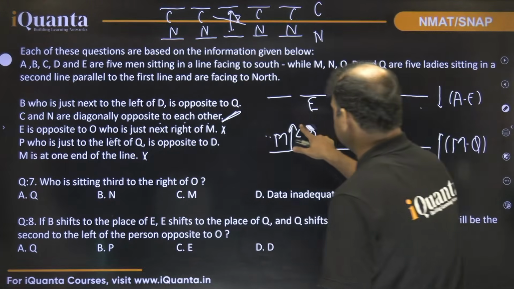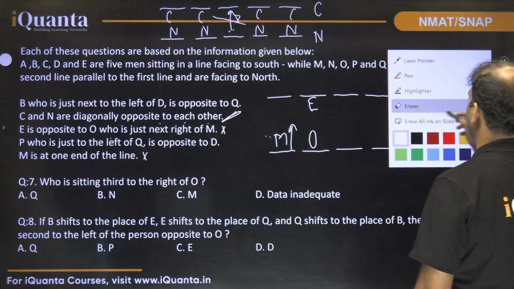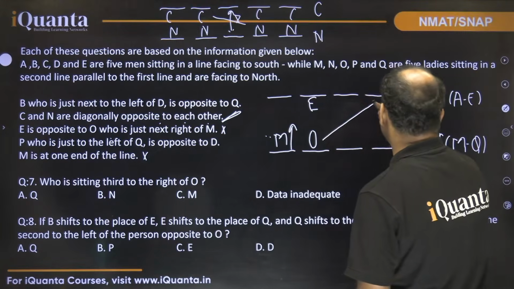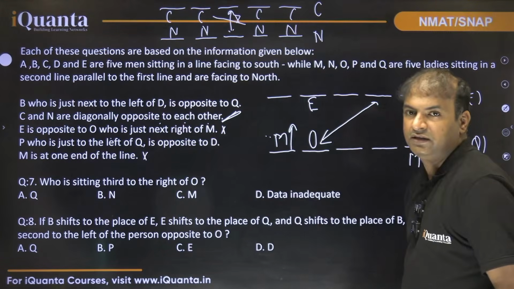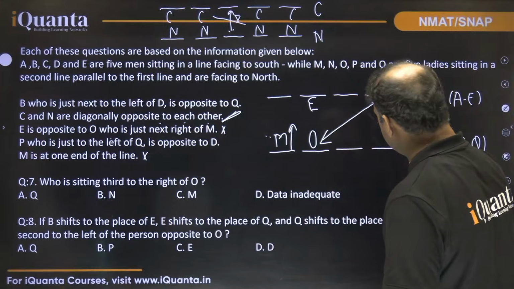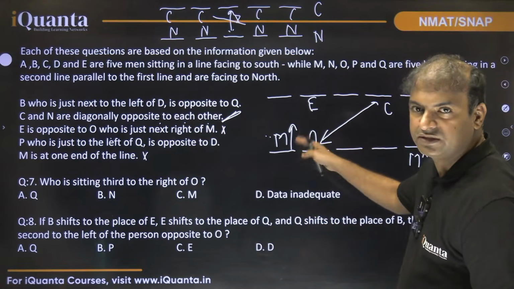So let me erase this. C and N are not possible here. Okay. Let's think about the second case, this C and N. Guys, for a similar reason, this is also not possible because this may be C but this can't be N because this is already O.